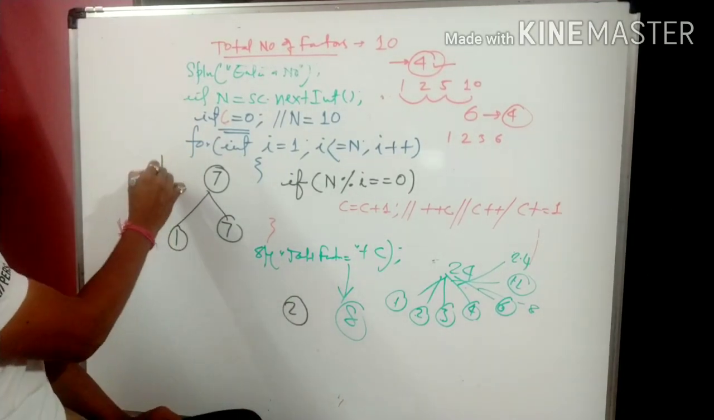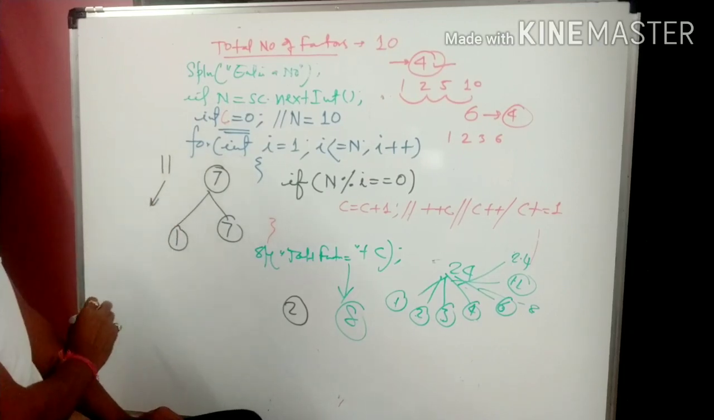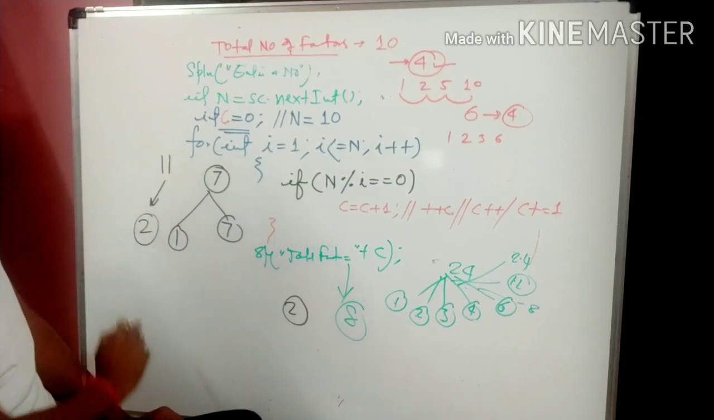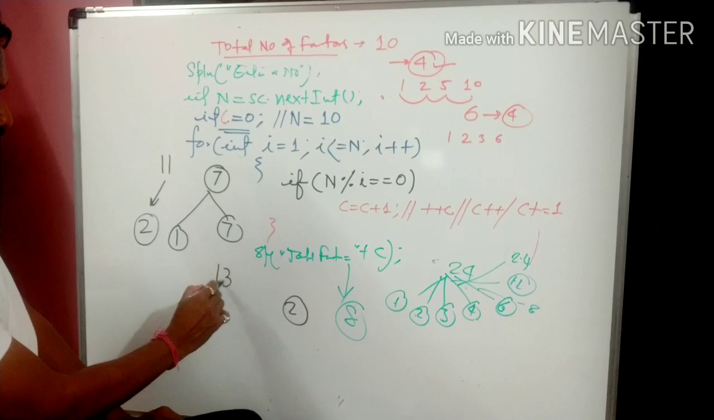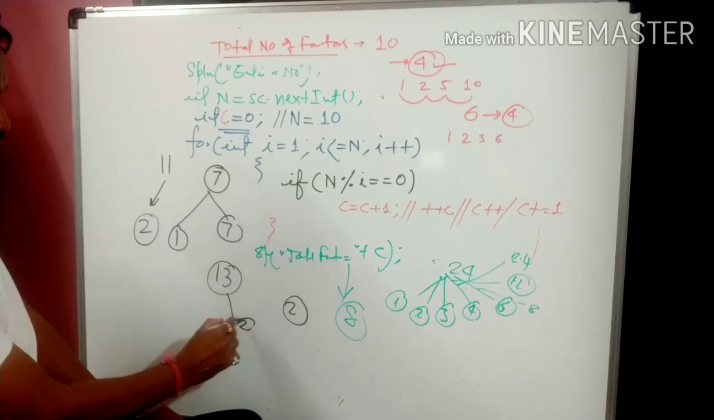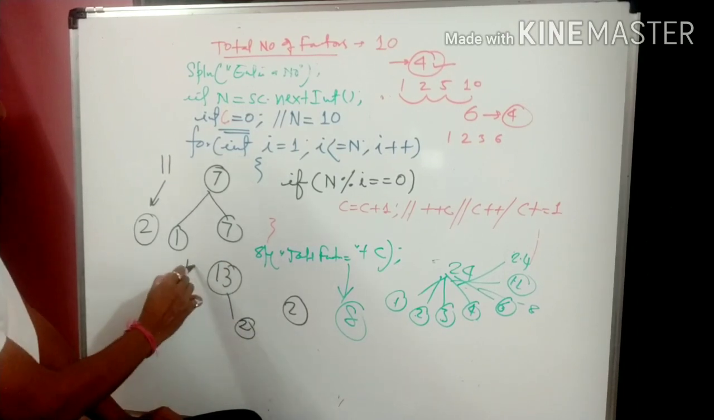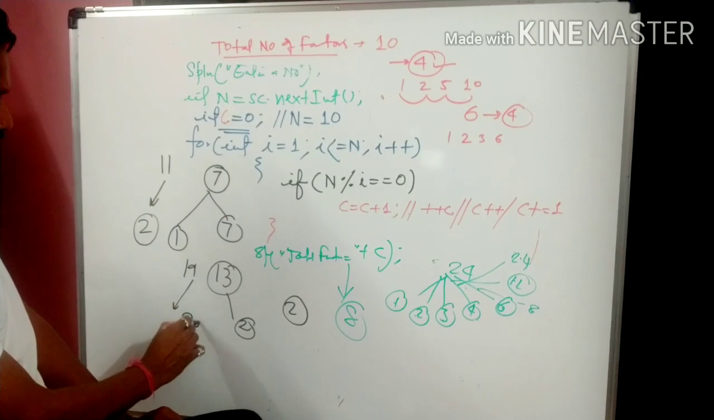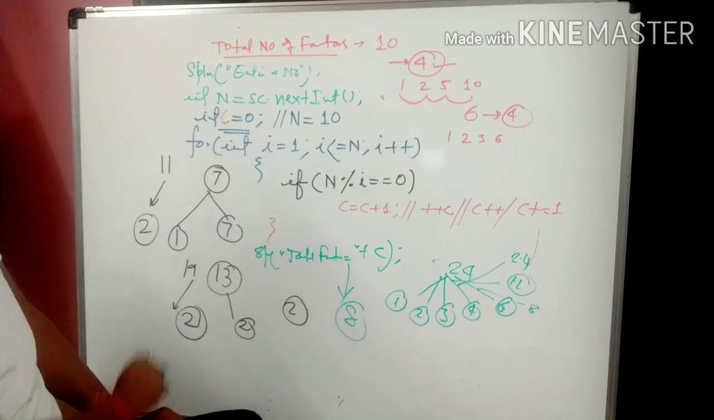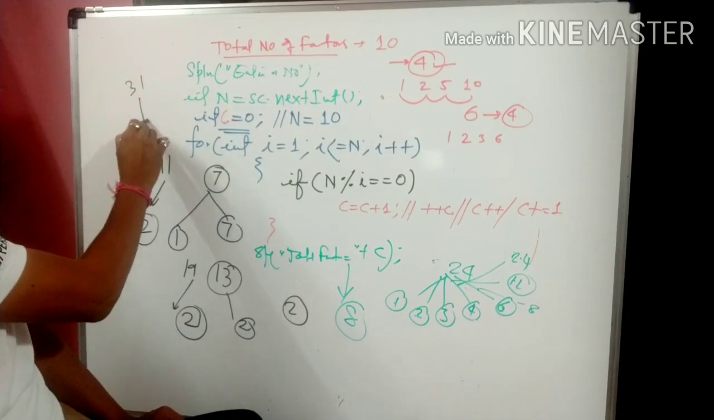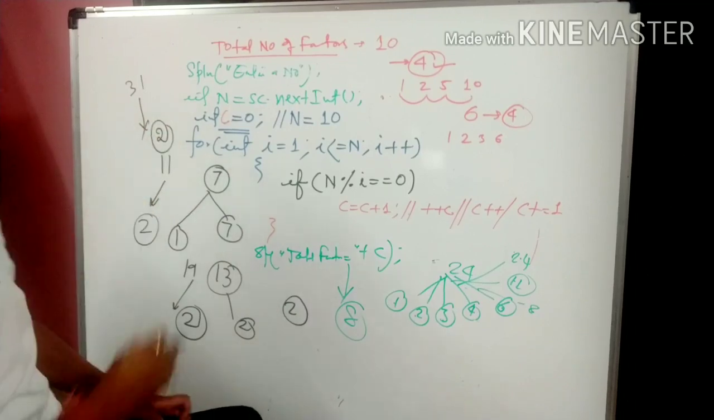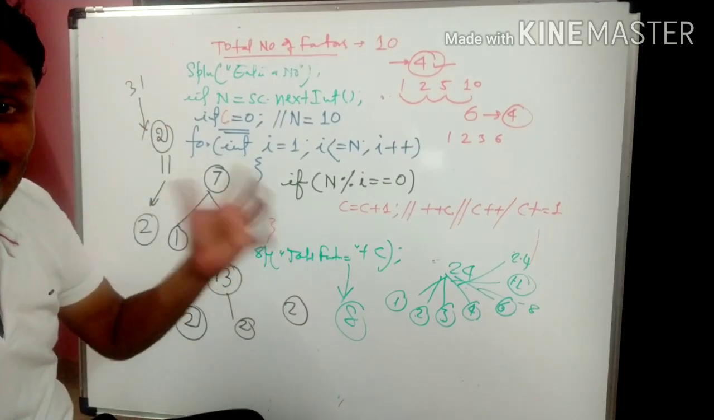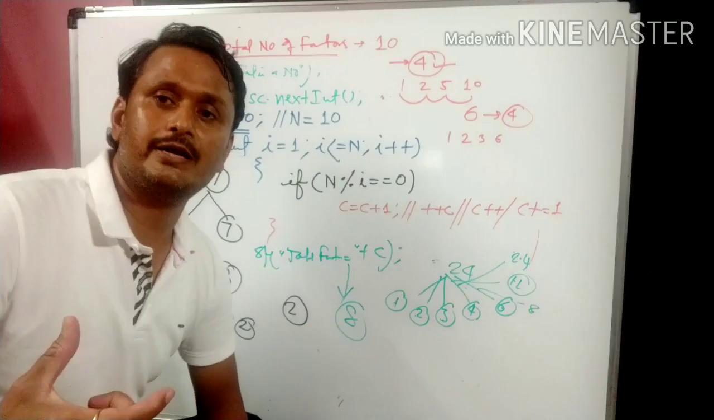If the number is 11, the total number of factors will be what? 2. If the number is 13, total number of factors will be what? If the number is 19, what? 2. If the number is 31, what? Are you getting it? What is that 2? Why are we getting 2?